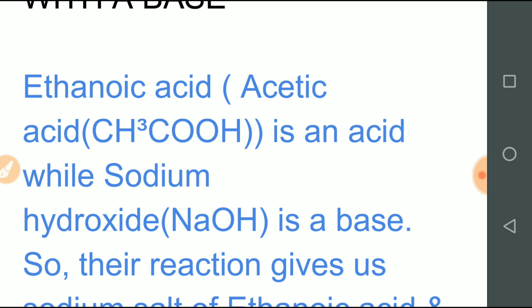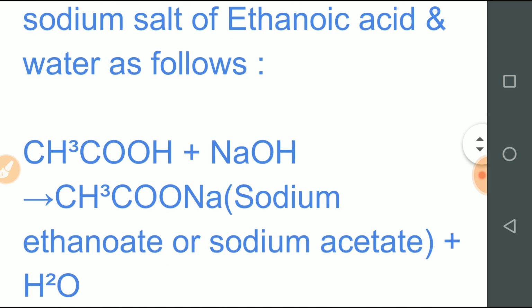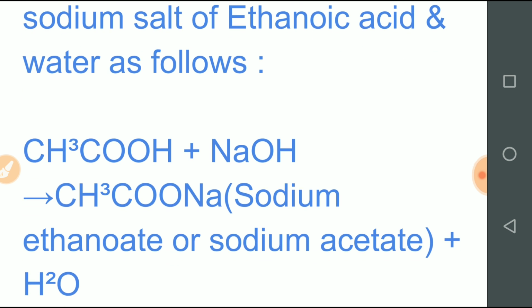Their reaction gives us the sodium salt of ethanoic acid, and water is also produced. The corresponding reaction is as follows. That is, reaction with a base: when ethanoic acid, CH3COOH, reacts with a base such as sodium hydroxide, it gives a salt. What type of salt? The salt of ethanoic acid, and water is also released. Now the corresponding equation is as follows.